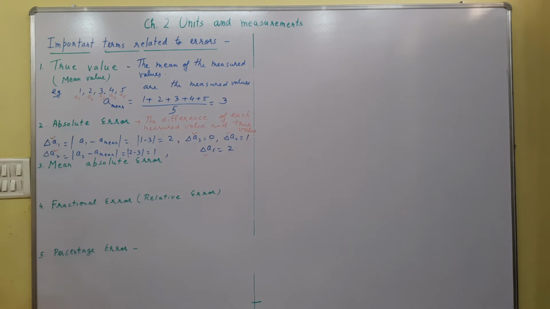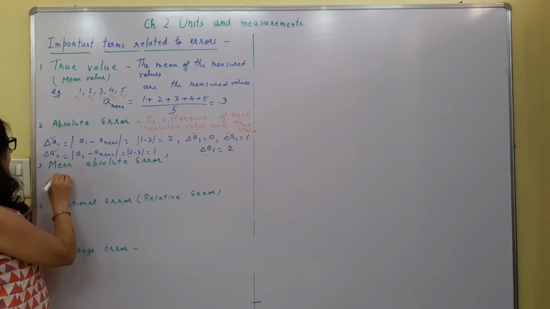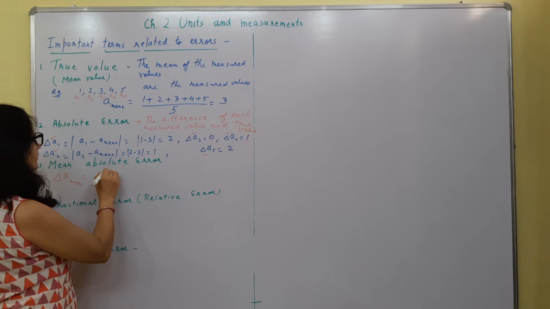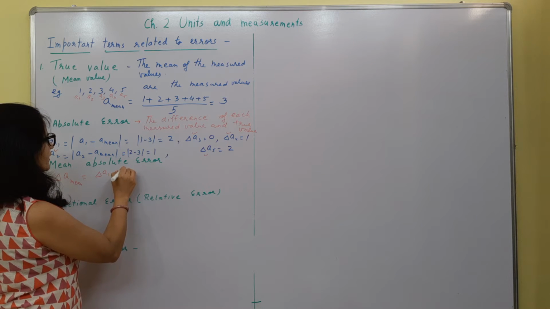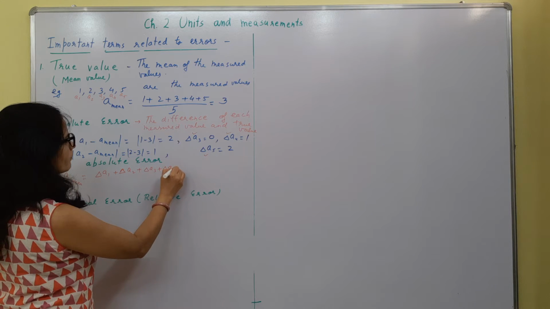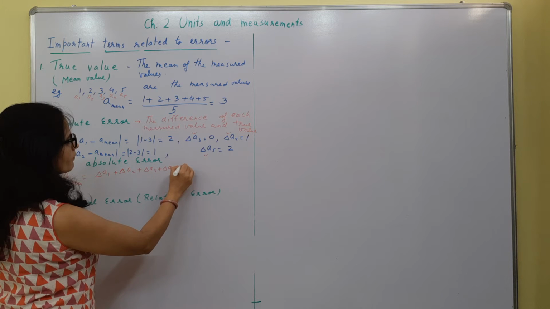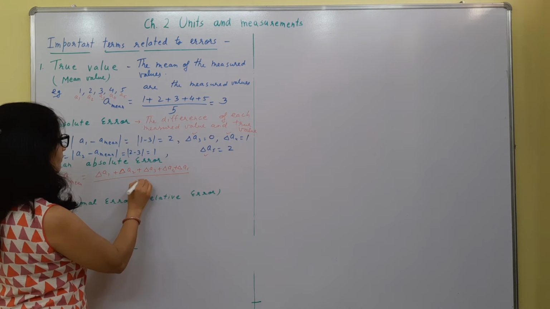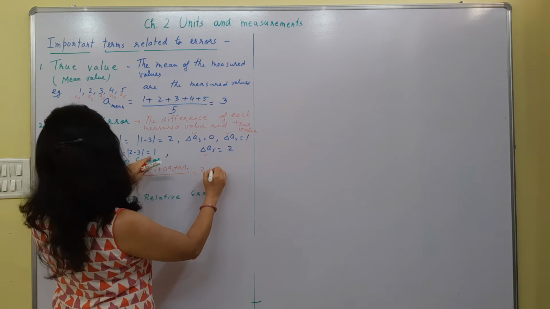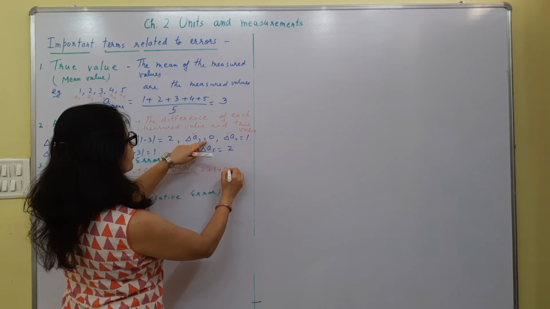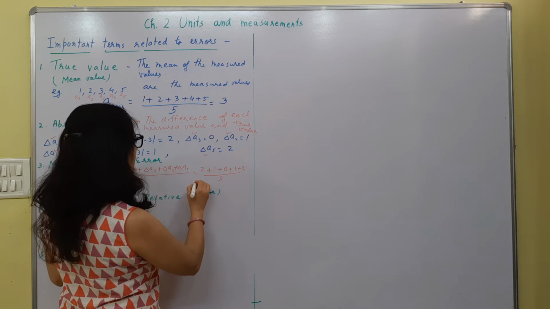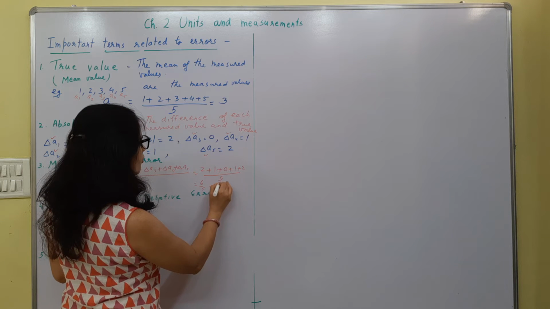Now if I have to find the mean absolute error, I will write it like this, delta A mean, and I will find the mean like this as before. So this gives me 2 plus 1 plus 0 plus 1 plus 2 upon 5. This is 6 upon 5, and this is 1.2, right?